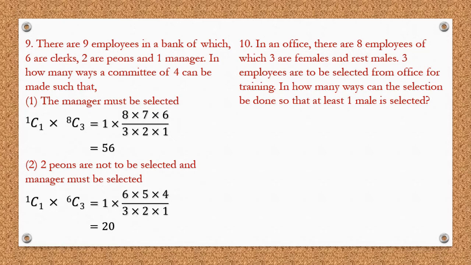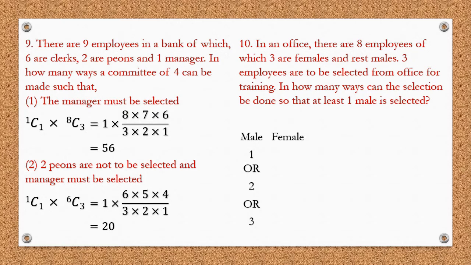At least means minimum 1 person. That means we have options here. Out of males, either we select 1 male because at least 1 is there, so minimum 1 should be there, or we can select 2 males, or we can select 3 males. Why can't we select more than them? Because we are only supposed to select 3 employees for training, so maximum 3 males is possible. We are not going to select any more people than that.